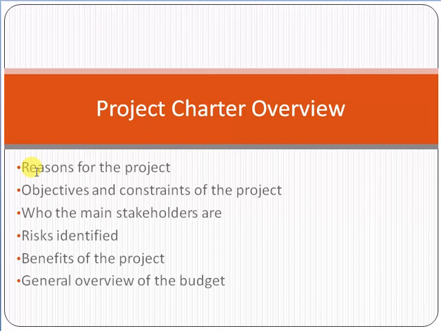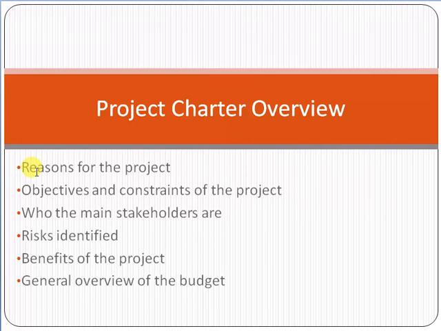Secondly, there should be some objectives and constraints of the project. Constraint means that there could be some limitations. For example, we can only put 10 resources in a month, not more than 10 resources. For example, we can only spend $5,000 on this particular project. Similarly, these are the constraints, and there are some objectives of a project.